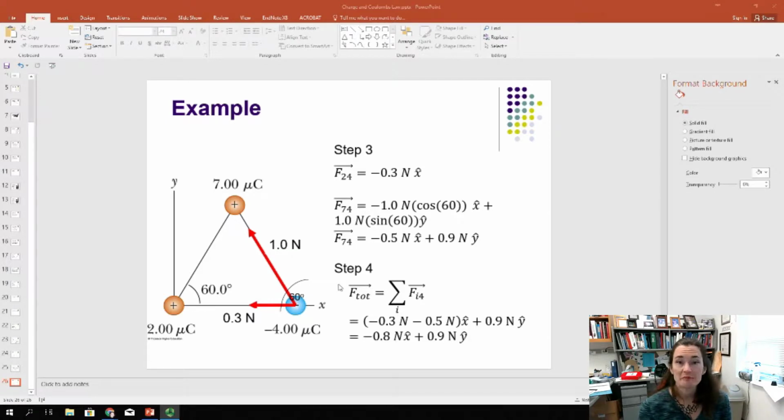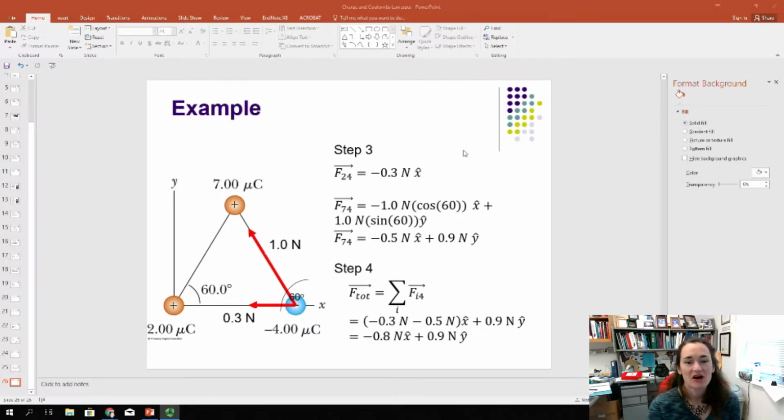Okay, so F24, written in vector notation, points in the negative x direction. And so I'm going to put a minus sign out front. This is where I put my minus signs in. They indicate the direction. So since this vector is pointing in the negative x direction, that's when I put my negative sign out front. So I have minus 0.3 newtons x hat, and that's F24 written in vector component notation.